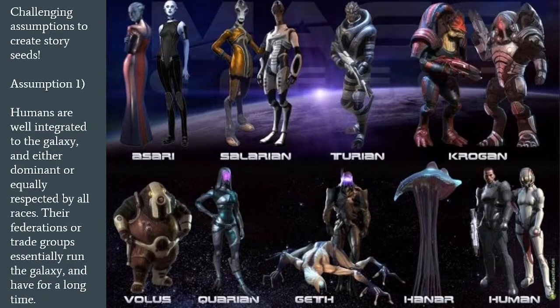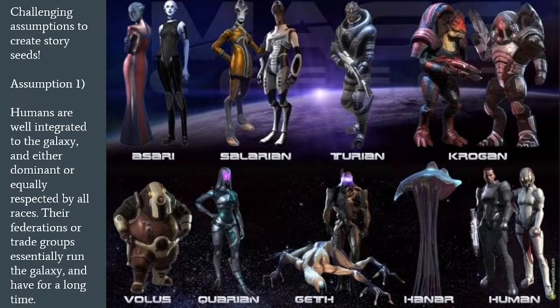Let's look at our first assumption that Mass Effect throws out the window. Here's the assumption. Humans are well integrated into the galaxy and either dominant or equally respected by all races. Their federations and trade groups essentially run the galaxy and have for a long time. How can we throw that out the window, and what would the universe be like if this wasn't true?